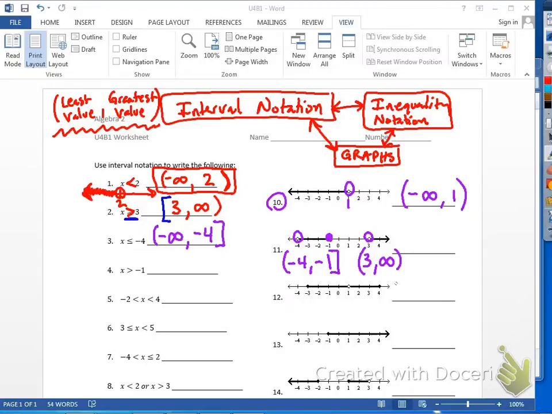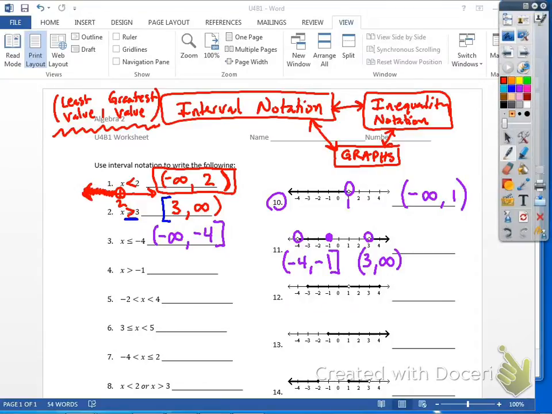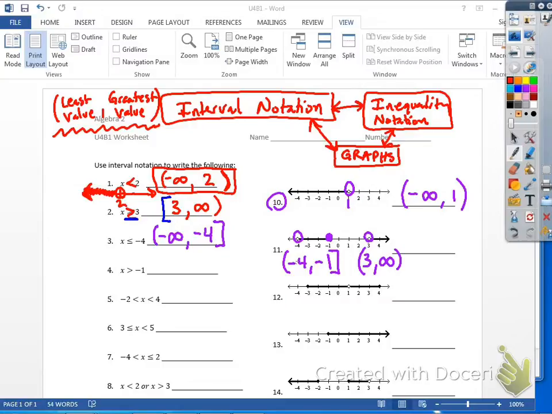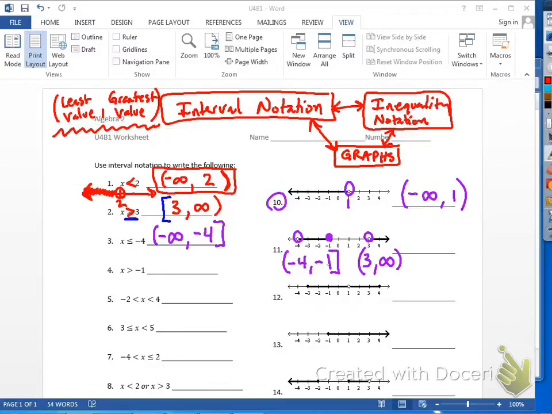Now, the answer is, I want to introduce this concept to you. It's x can be any of these numbers between negative 4 and negative 1, or anything between 3 and infinity. Now, we have a mathematical symbol that we use to mean the word or, and it is this symbol. It's like a U. It's called union. You're expected to know that symbol, union.